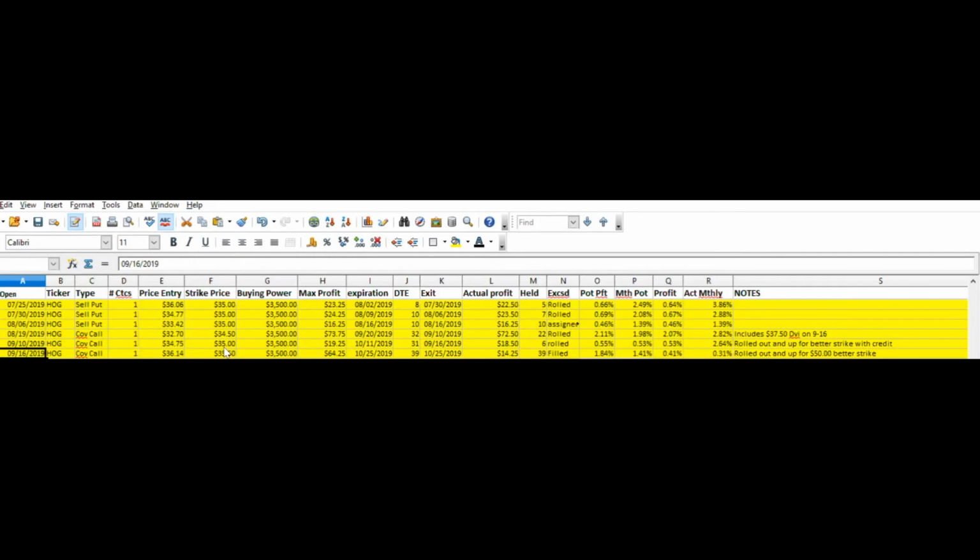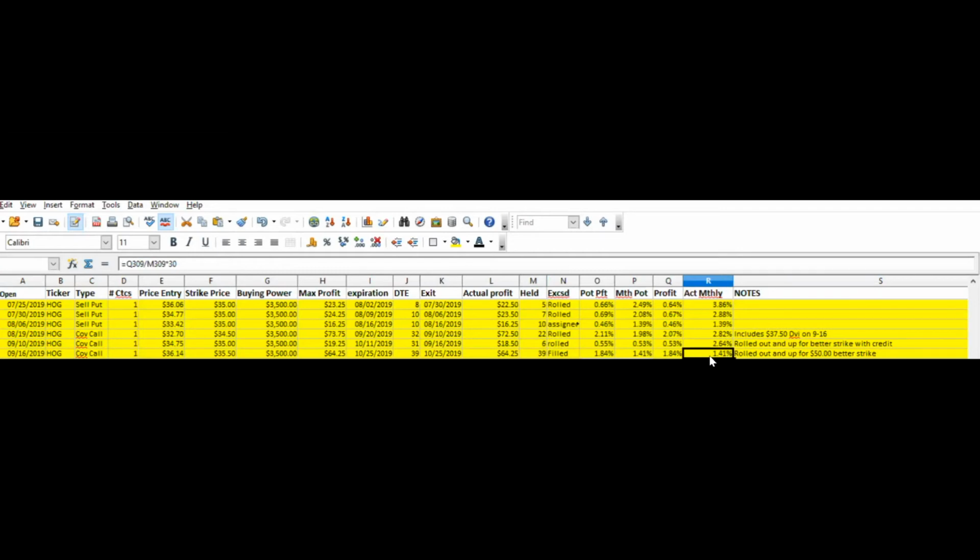And as you can see, when I rolled it on 9/16, I rolled it up from the 35 to the 35.50. So now I'm actually going to make $50 when that's filled. And as you can see, it was filled. I made $14.25, but that actually should have included $50 more. So that should have been $64.25 when it was filled, which gave me a 1.41% return.